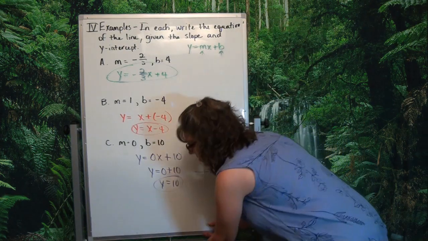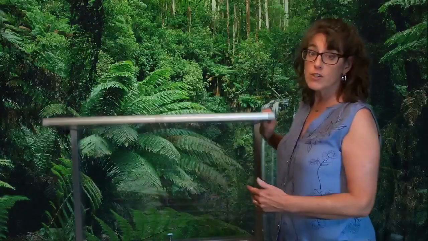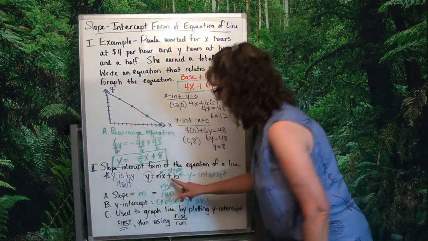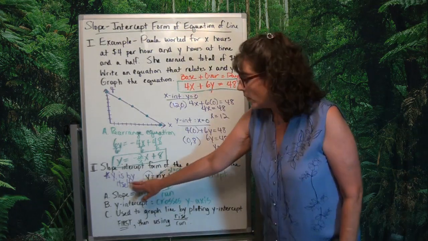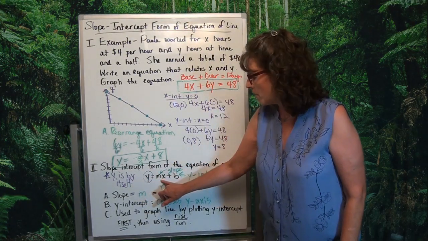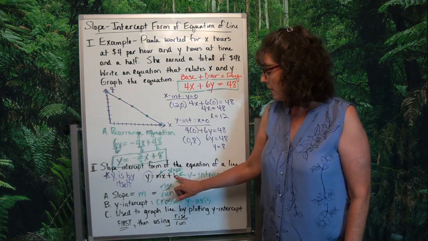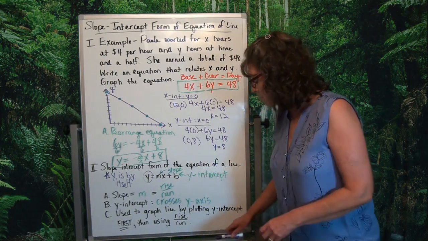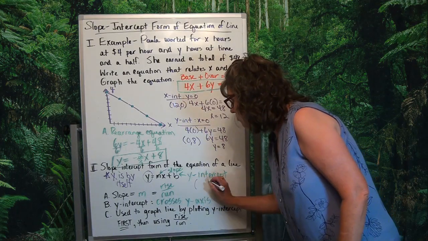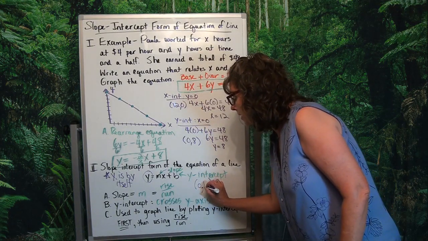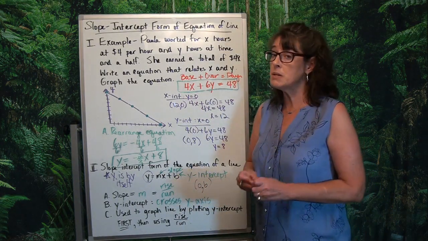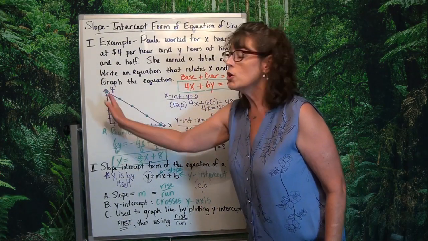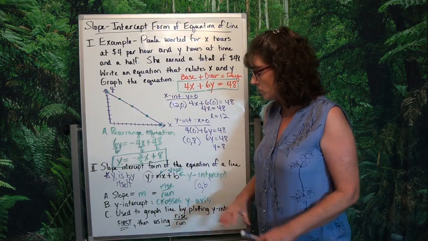So I hope this helps with the idea of the slope-intercept form of the equation of a line. Remember, y equals mx plus b. When the y is by itself, the number in front of the x is the slope. The number right here is your y-intercept. And remember, the y-intercept being that it crosses the y-axis, you do need to put it in coordinate form right here. The x-coordinate will always be 0 because on the y-axis you have no left or right movement.